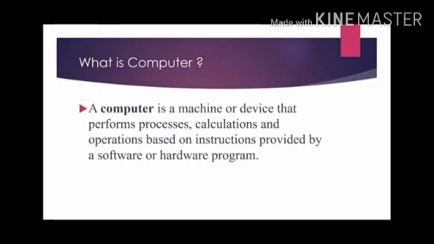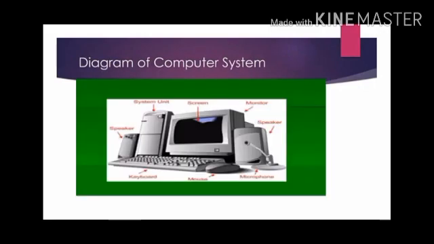So students, what is a computer? The computer is an electronic machine that processes information and gives output according to the given input. Here you can see a diagram of a computer system. In a computer system there is a screen or monitor, speaker, microphone, mouse, and keyboard. In the upcoming slides we will discuss everything about computers.